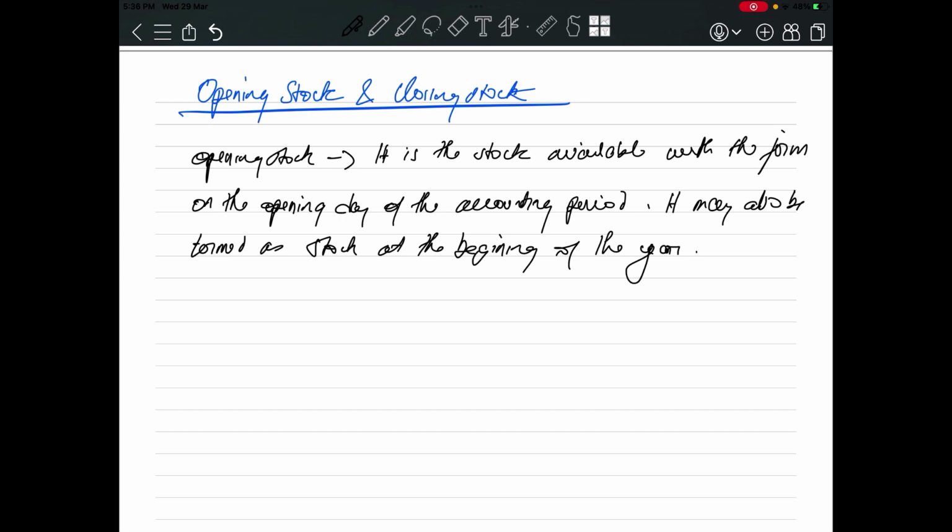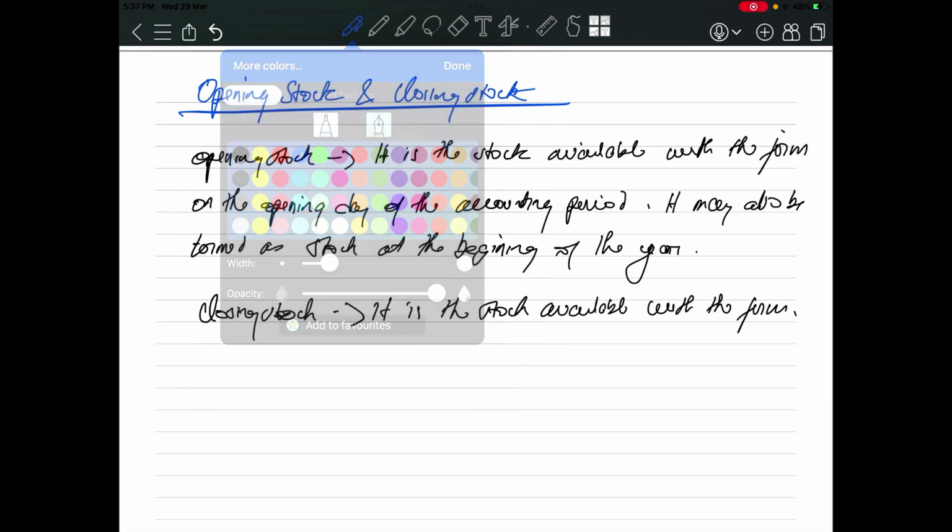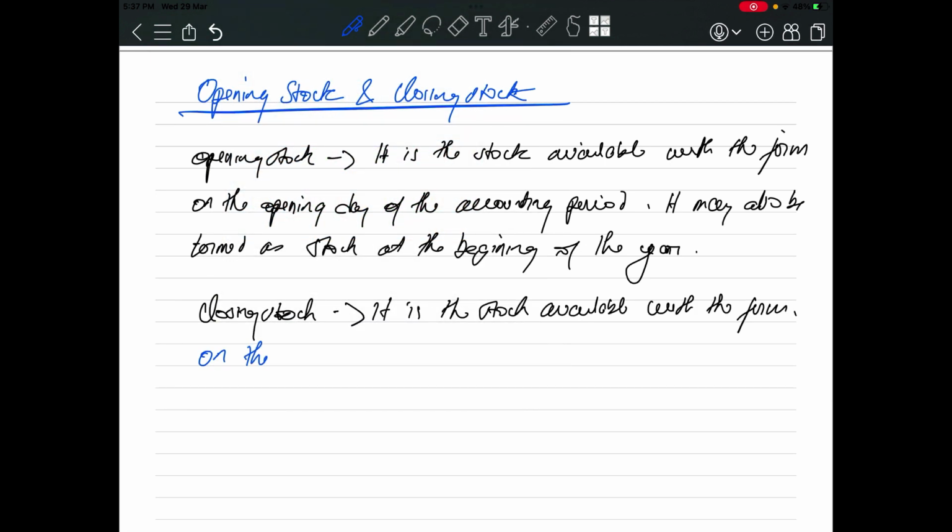Okay, so next will be closing stock. What is closing stock? It is the stock available with the firm on the closing day of the accounting period.